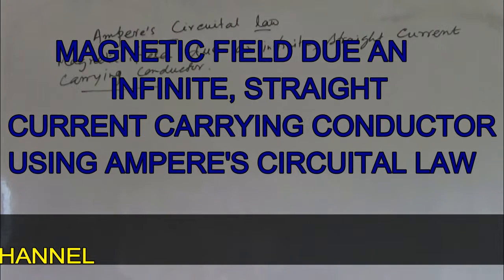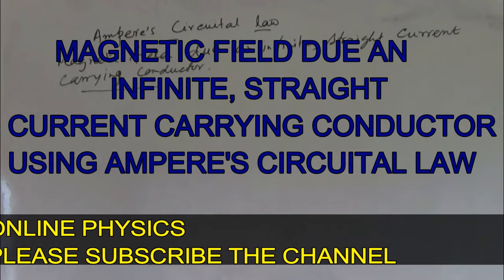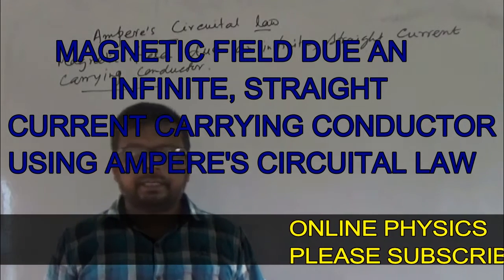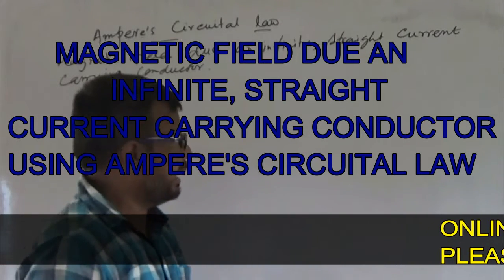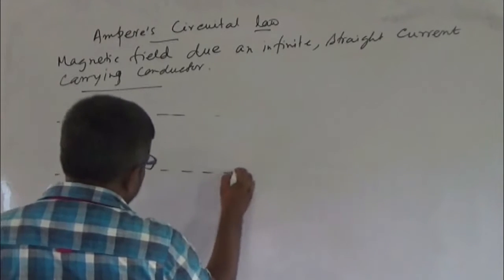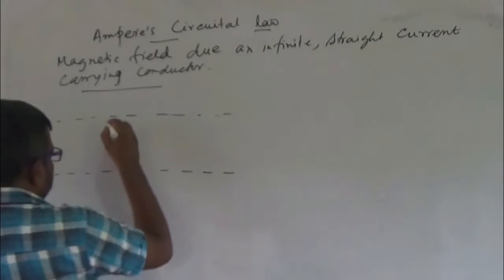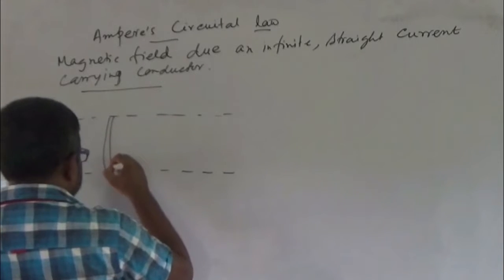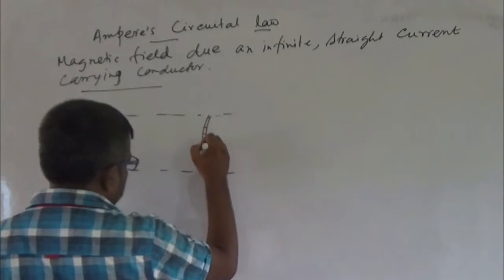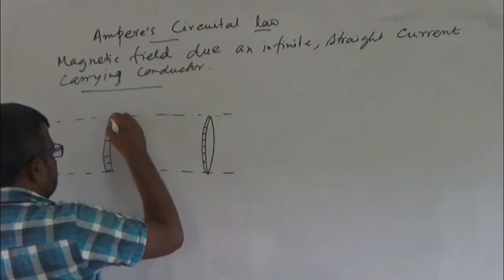Using Ampere's circuital law, we are going to find the magnetic field due to an infinite straight current carrying conductor. Let us consider a current carrying conductor, and this is one portion of that infinite conductor. We take a portion of that infinite current carrying conductor. This is that portion of the conductor. It is infinite.